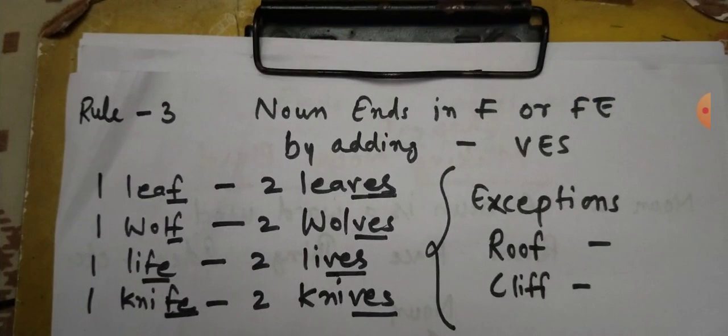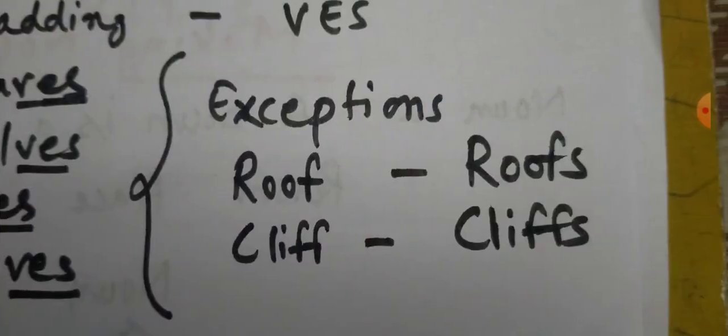If you can see, I have already underlined what I have removed. F we have removed, we have added VES. FE we have removed and we have added VES. And in exceptional cases, roof becomes roofs, cliff becomes cliffs. So these are a few rules which we have discussed in today's class. There are many more rules which are more important than this. These are the basic rules, and we will discuss more in the next class.